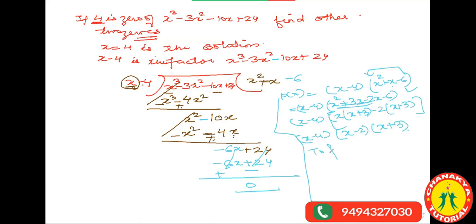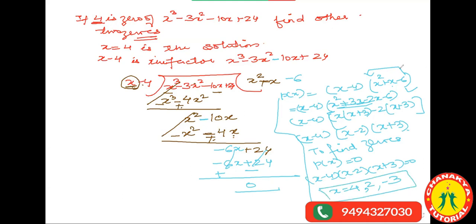Now to find zeros, just put p(x) equal to 0. So it will be (x minus 4)(x minus 2)(x plus 3) is equal to 0. So the zeros are, the values of x are 4, 2 and minus 3. Clear, beta? Yes, ma'am. Understood? Or is there any doubt? No, ma'am.